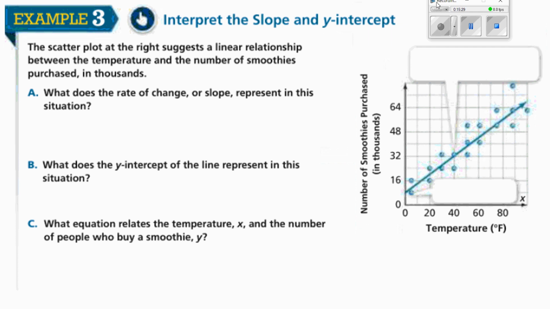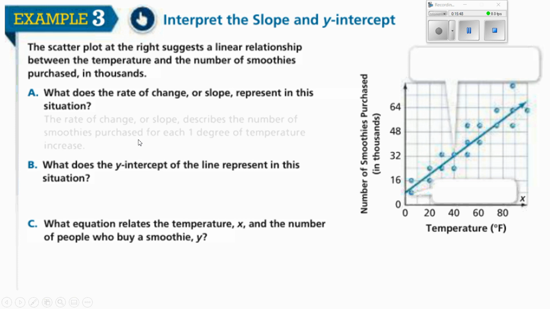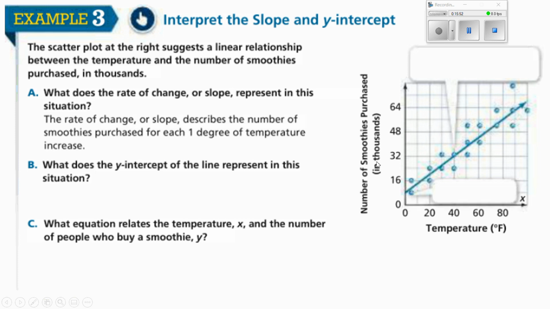All right, now we're going to interpret the slope and y-intercept. The scatter plot at the right suggests a linear relationship between the temperature and the number of smoothies purchased in thousands. What does the rate of change or slope represent in this situation? Well, the rate of change or slope describes the number of smoothies purchased for each degree of temperature that increases.